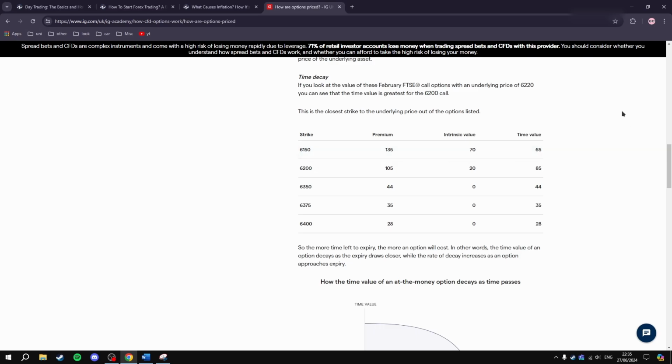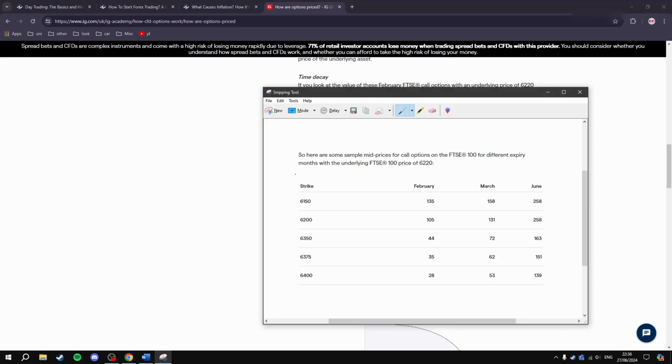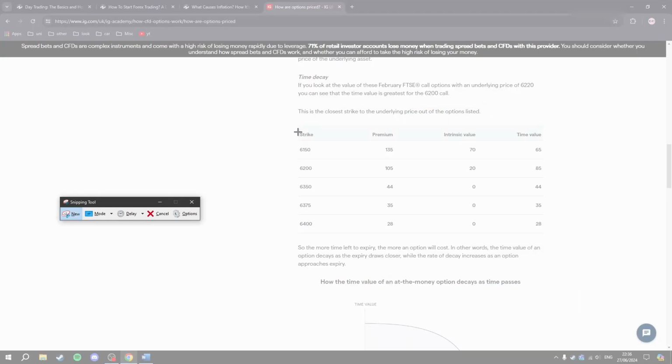Right, okay. So the more time left to expiry, the more an option will cost. In other words, the time value of an option decays as the expiry draws closer, while the rate of decay increases as an option approaches expiry. Let's take a photo of this one as well.